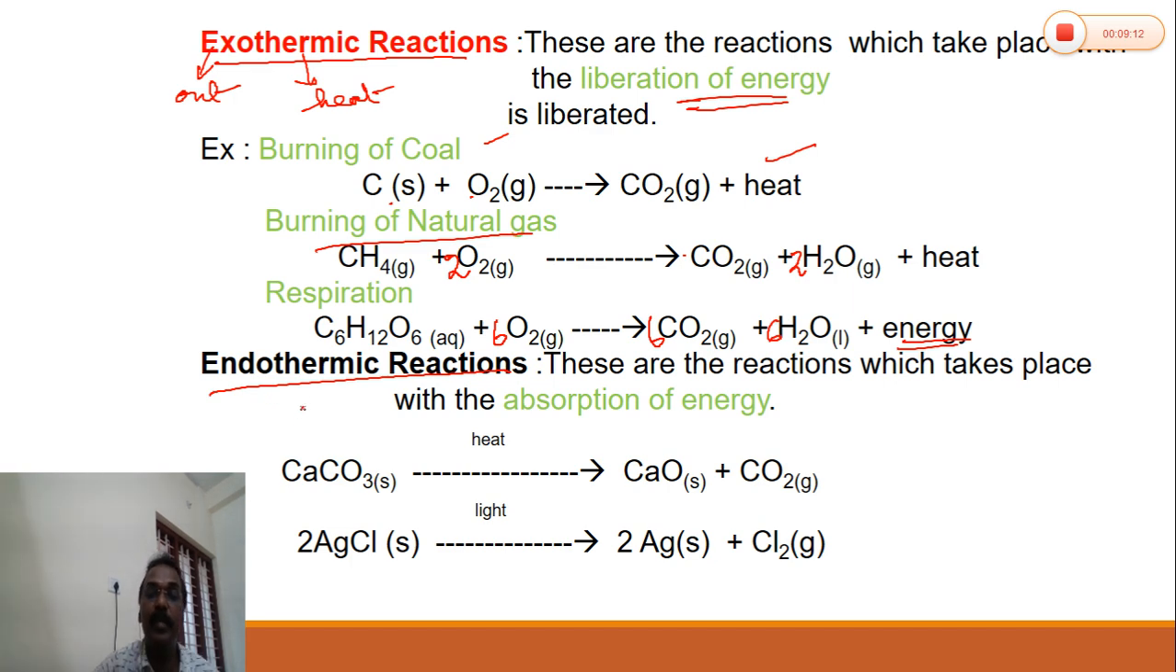Next are endothermic reactions. Endothermic reactions absorb energy. The reactions which absorb energy: one absorbs heat, another absorbs light. Calcium carbonate, CaCO3, absorbs heat and decomposes to form calcium oxide and carbon dioxide. We already studied this under decomposition. Since it absorbs heat, it is an endothermic reaction. Here light is absorbed: silver chloride absorbs light and silver and chlorine are formed. This is also decomposition in the presence of light. At the same time, it is an endothermic reaction.